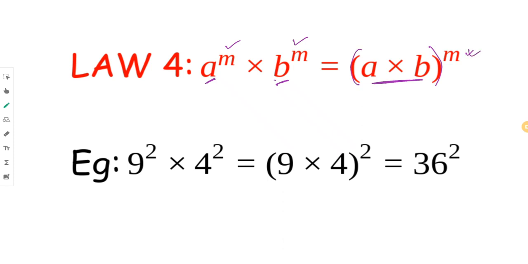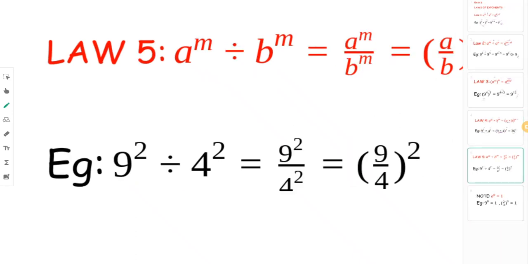Let's do it with an example. You can see one is 9, the other is 4. Different bases, but if you look at the powers, they are the same. That means I have to multiply this 9 and 4, then give the bracket and write the power 2. Then 9 fours are 36, or 36 to the power 2, or 36 square in short.